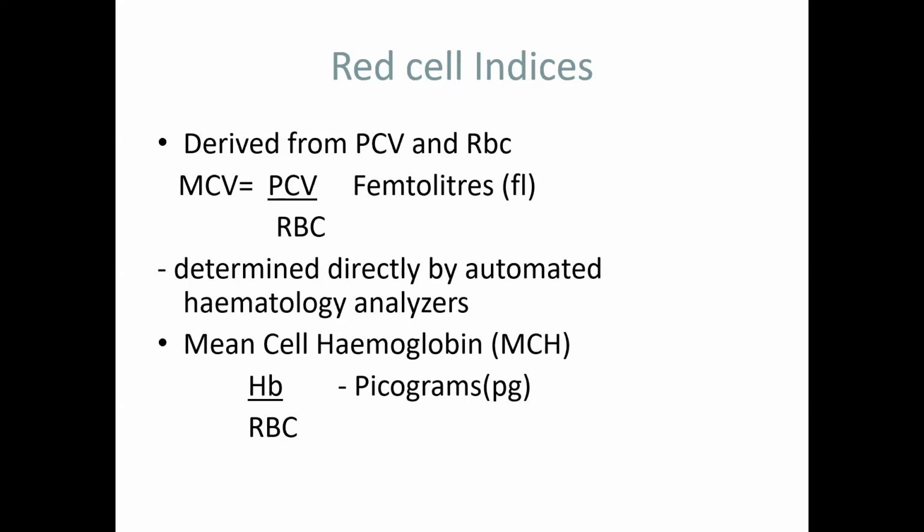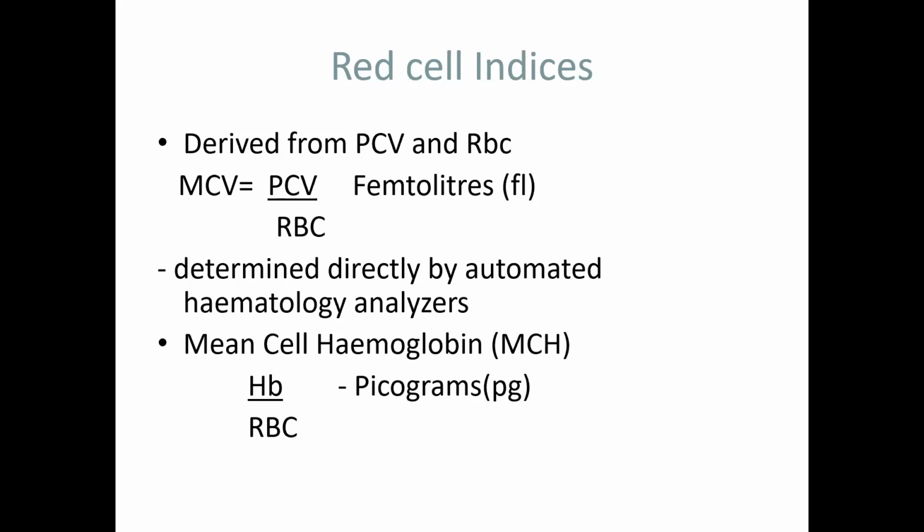Your mean cell hemoglobin, you take your hemoglobin concentration, and then you divide that by your number of red cells. And from that, you'll be able to get in picograms the amount of hemoglobin that is contained in each red cell. Okay.